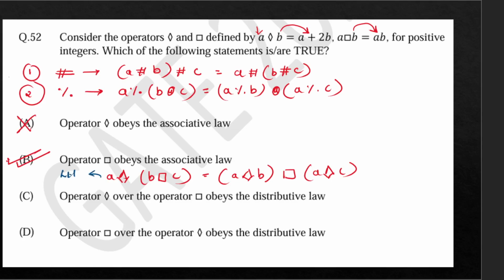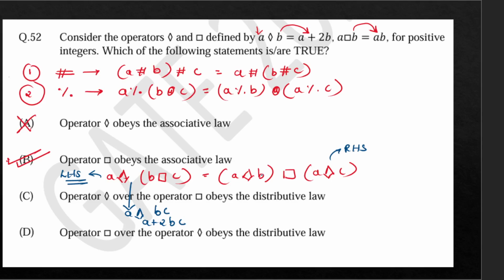So this is LHS side. This is RHS side. They both should be equal. So let's apply. Now here box, what will be the answer? AB. And this now A diamond AB. So what will be the answer? A diamond AB will be BC. So it will be A plus 2BC. This is our left hand side.